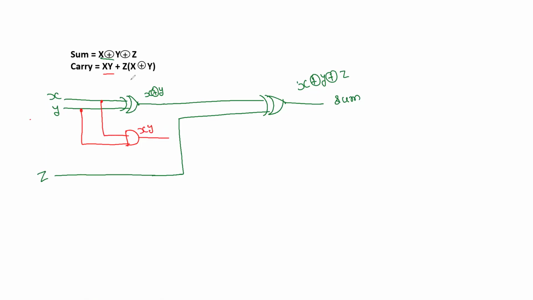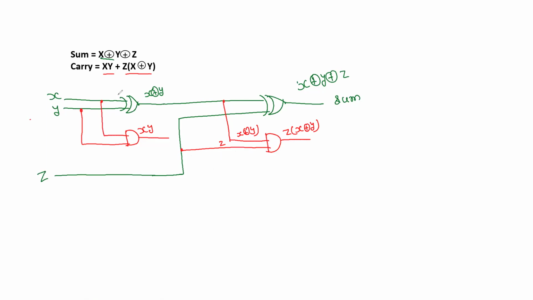Now again, here we have X XOR Y, which is going to be ANDed with Z. So one more AND gate is required here. For this AND gate, one input is X XOR Y, and another input is Z. So that Z should be connected here. Finally, here we are going to get Z into X XOR Y, since the inputs are X XOR Y and Z.